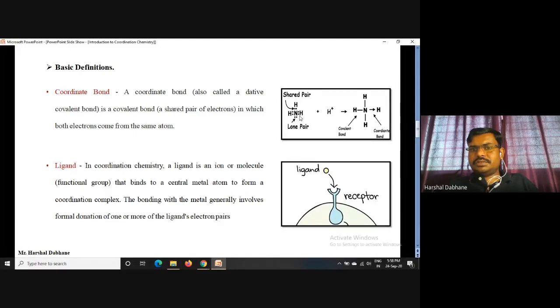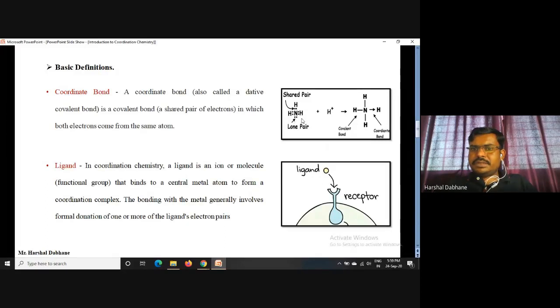This is nitrogen. It's a Lewis structure of ammonia. Nitrogen has three hydrogen atoms, and along with that it contains one lone pair. This is the lone pair. Due to the presence of this lone pair, it is free for donation to any electrophilic species. That's why, due to this lone pair, ammonia is basic in nature, and we can say that it is a Lewis base.